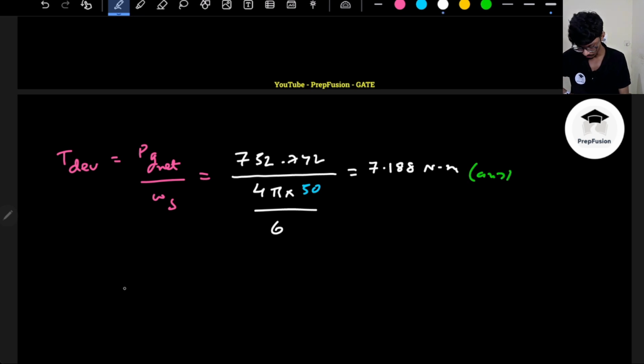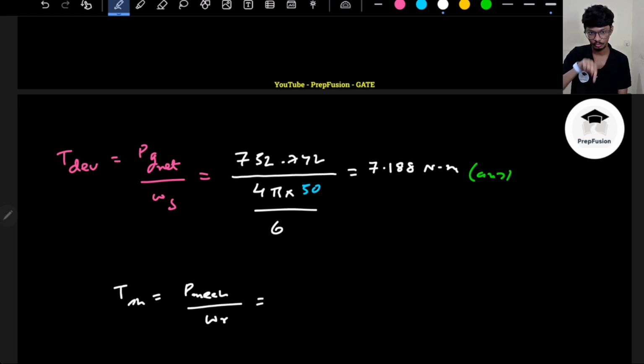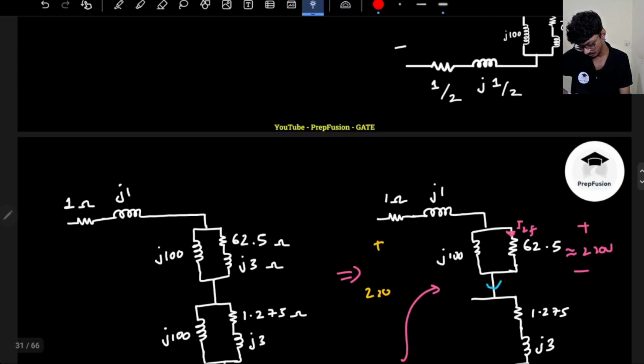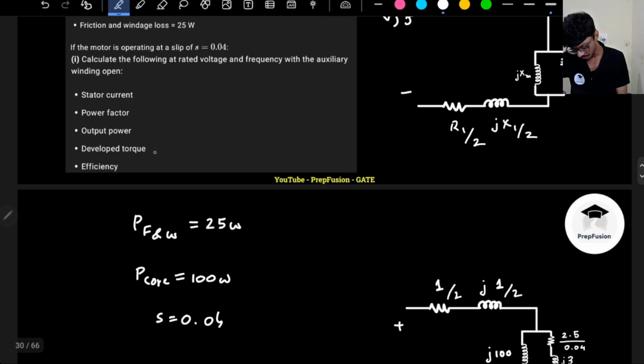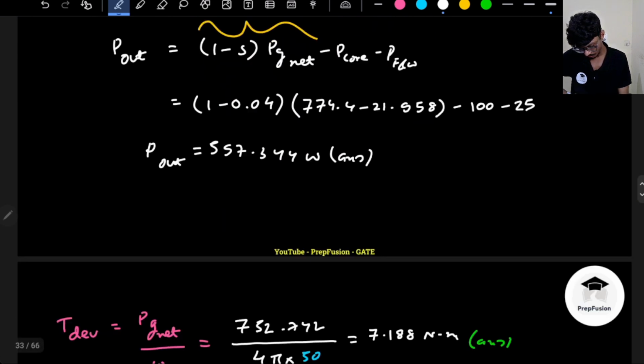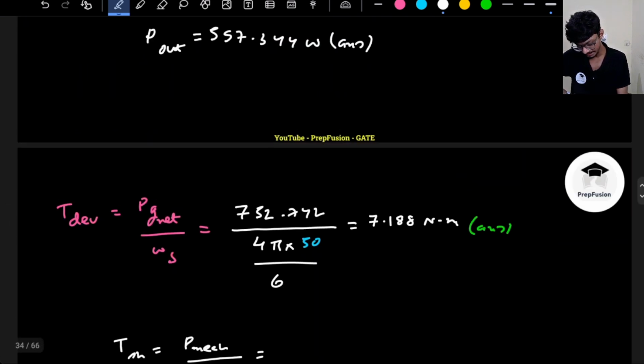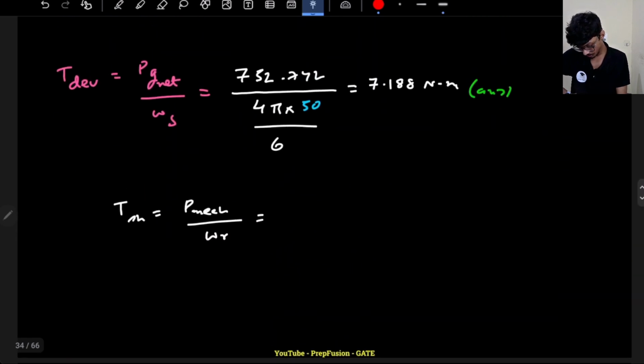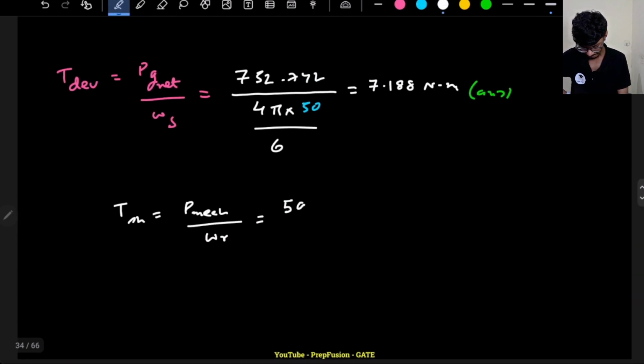What is the shaft torque? Shaft torque will be P mech by omega r, by whatever speed the rotor is rotating, right? So P mech is 597. So actually I will add one more point, also calculate the developed torque, also the shaft torque. P mech I have already calculated, 597.344, divided by omega r.